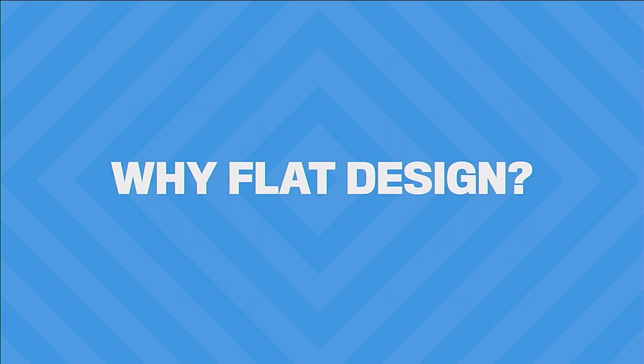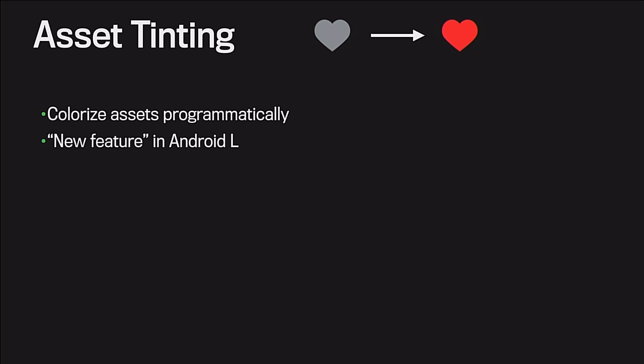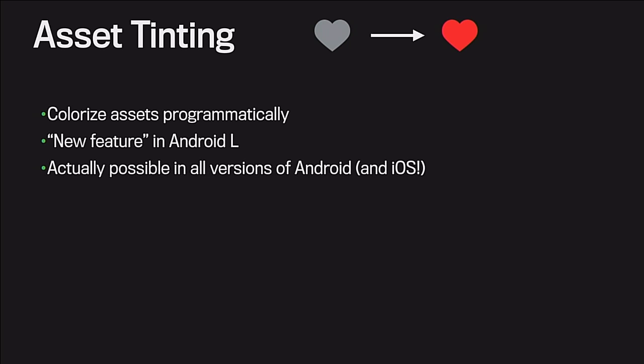So why flat design? I said it was performant. Now I'm going to try to prove it to you. One thing you can do that's really great if you have a flat design is asset tinting. So in code, we take this gray heart shape and turn it into a red heart. This is actually being touted as a new feature in the latest Android release, which is Android L. Not even out yet, it's out as a preview. But the big secret is that it's actually possible in all versions of Android shipped up until this point. And it's also possible in iOS.